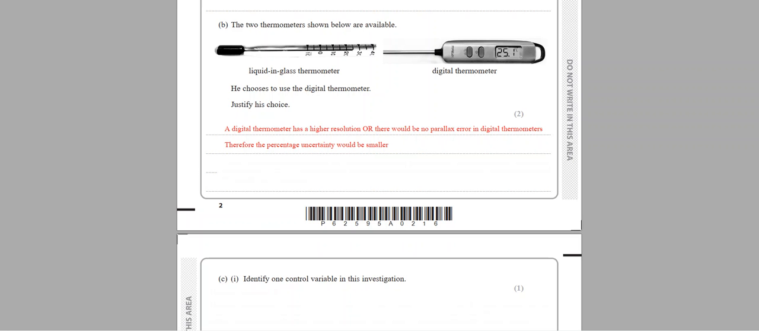There would be no parallax error in digital thermometers. Therefore, the percentage uncertainty would be smaller. So like I said, the second point has to be pointed towards percentage uncertainty. A lot of students might feel that the first point should account for 2 marks. Always remember, the ultimate objective for choosing any measuring device is to lower the percentage uncertainty. So, of course, mentioning the second point is mandatory.